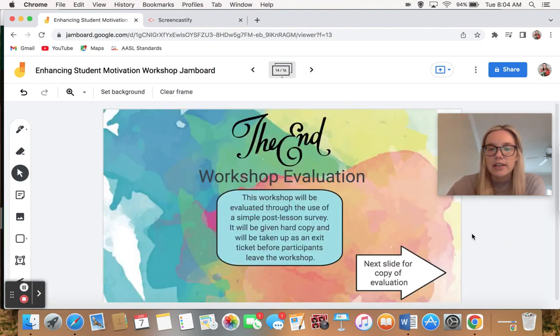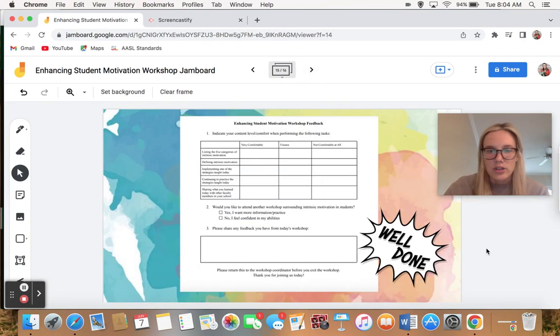At the very end of the workshop, there's going to be a post-lesson survey, which I would classify as more of an exit ticket that they have to complete before they exit the workshop. And that is going to be on this next slide. Here's a picture of it.